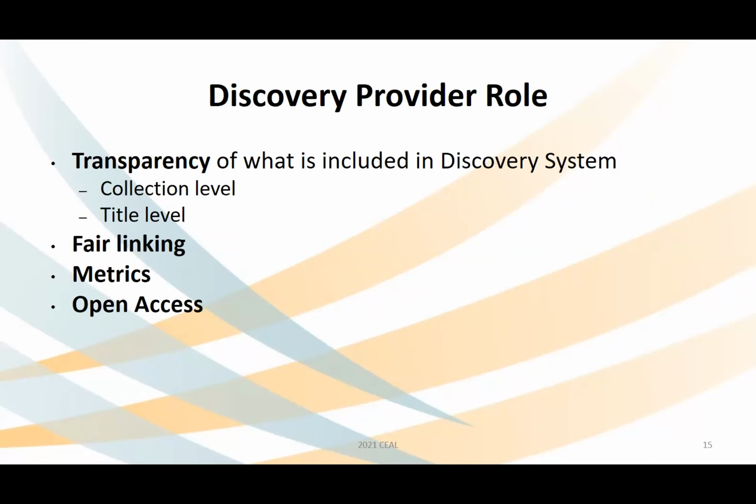So the discovery service has, of course, a very important role. They should make transparent what metadata elements they use and display in the discovery service. And metadata should be made available on both the collection and the title level, with the collection metadata downloadable. Open access indication needs to be displayed.